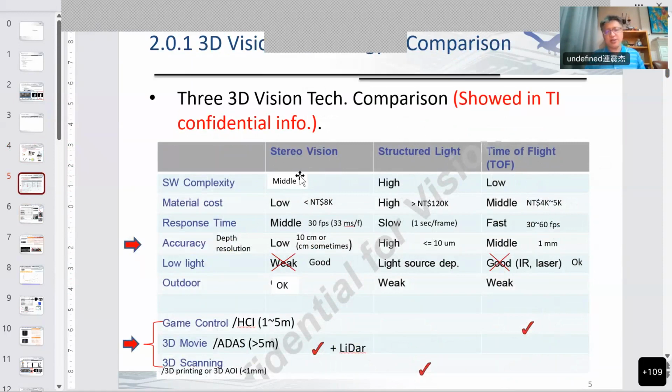Stereo is a little bit complicated, but I will teach you stereo because almost all the information for 3D is related to stereo. So I teach you this one. But for the cost, stereo is cheap, just 2 cameras. Structural light is very expensive because they have a DLP sensor. And time of flight is also cheap. Okay, so these three are cheap.